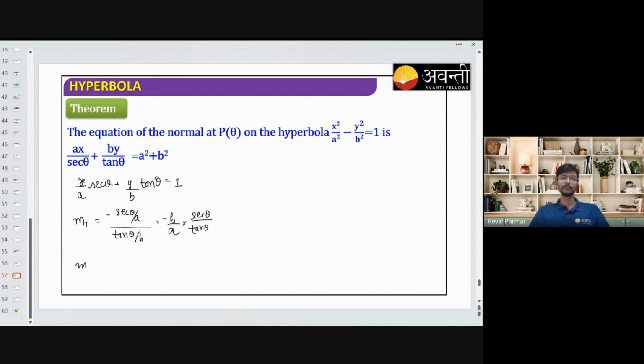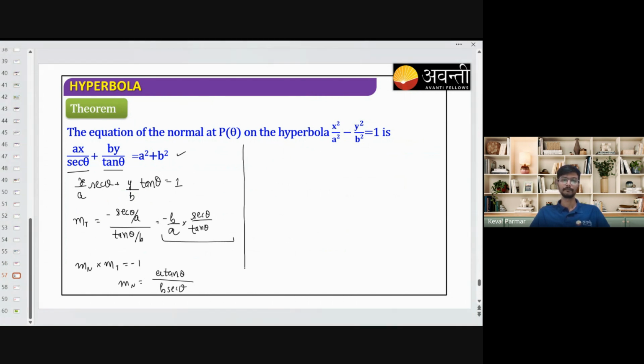So what will be the equation of normal? Normal and tangent are perpendicular to each other. That means the product of their slopes will be minus 1. So what is the slope of normal? It will be the negative reciprocal. That means a tan theta upon b sec theta. I think there is no need to convert into sine and cos because we already want it in terms of sec theta and tan theta.